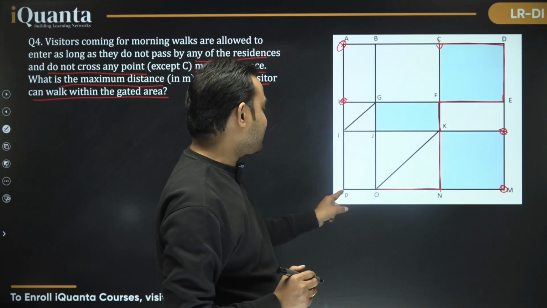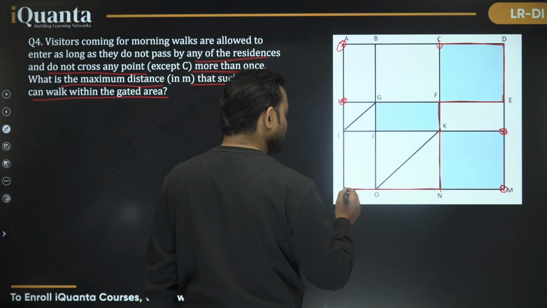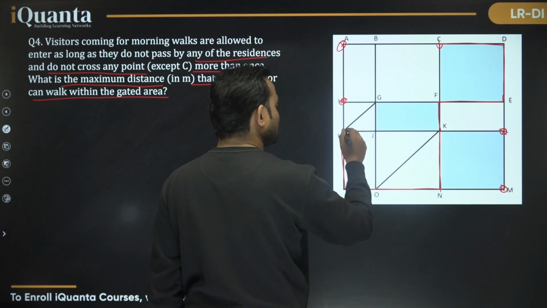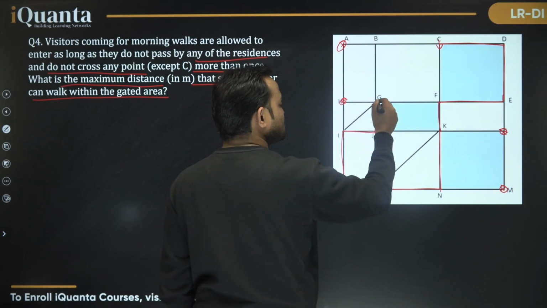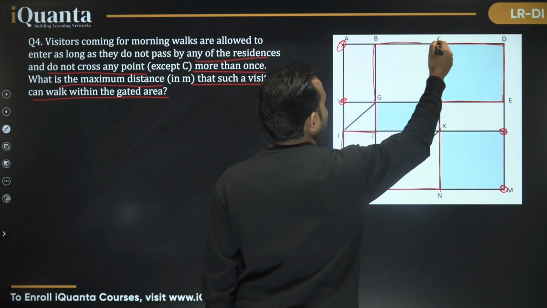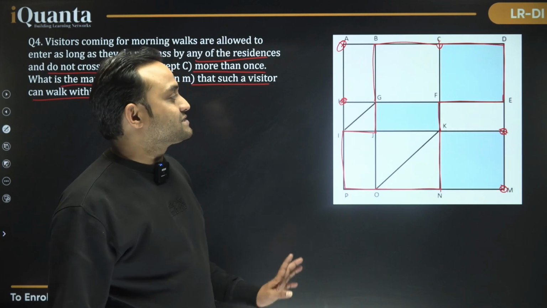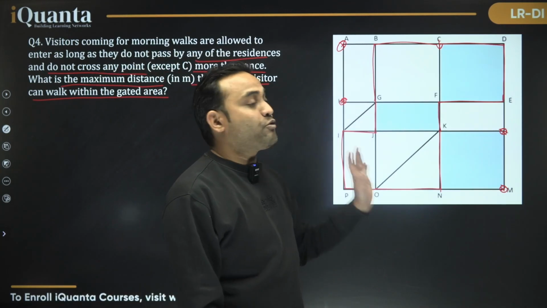But in that case, P will be skipped. So what we can do is go to P, and then I can go to I, then J. I cannot go to H, then G. From G, B and F. So these are the distances that are covered. All the points have been covered.